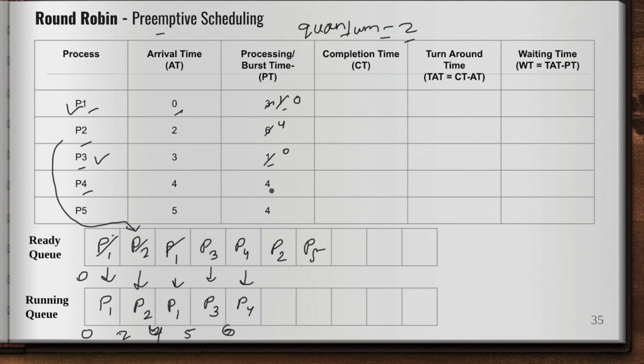Its execution, its burst time is 4. So we can run it for 2 units as per the rule. So 6 plus 2 is 8. We run it for 2 units, we cancel 2, so remaining is 2.